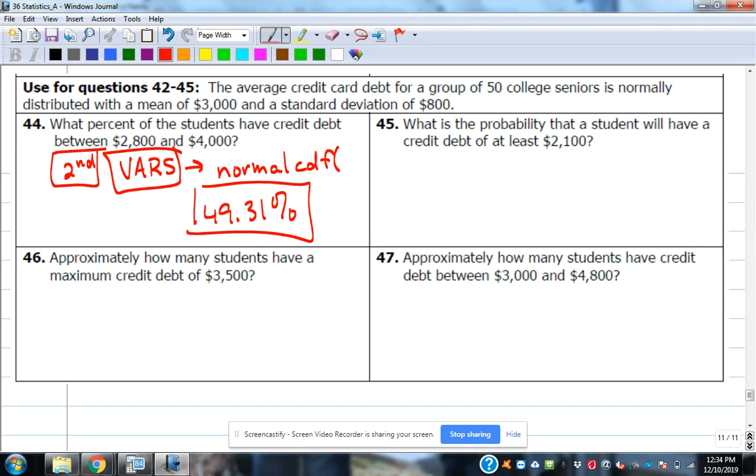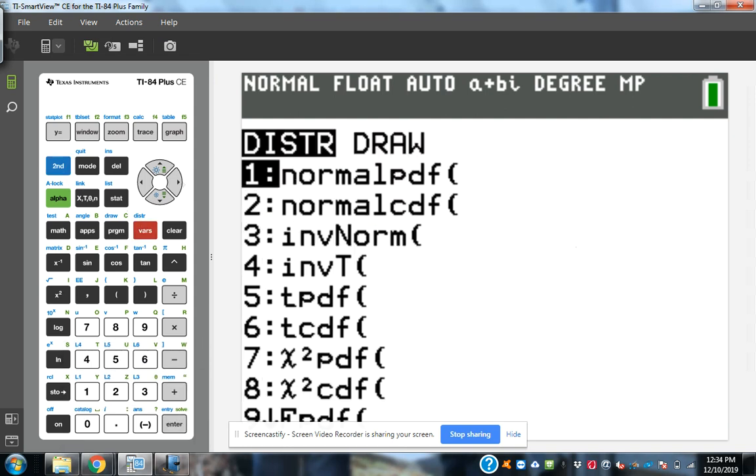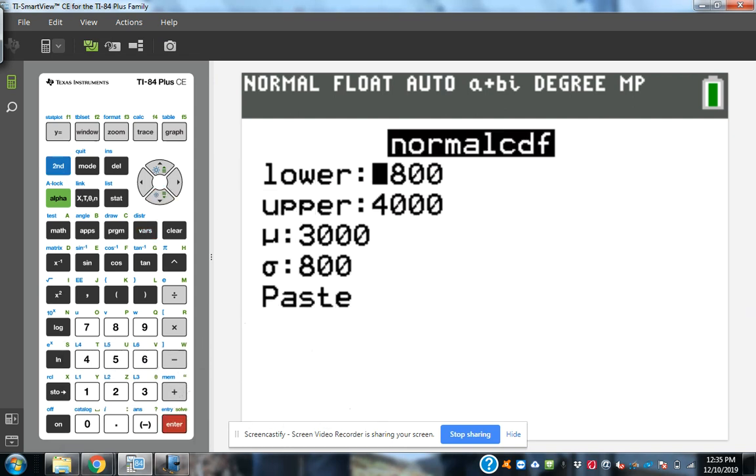Number 45 says find the probability that a student will have a credit debt of at least $2,100. What's at least mean again? Minimum of $2,100, so it could be more. All right. So when we go to our normal CDF, we're going to do that again. Our lower is 2,100, but our upper is who knows how much. We don't know what kind of debt they could have accrued. So we need something that represents infinity.